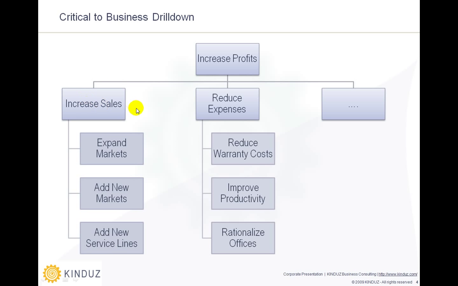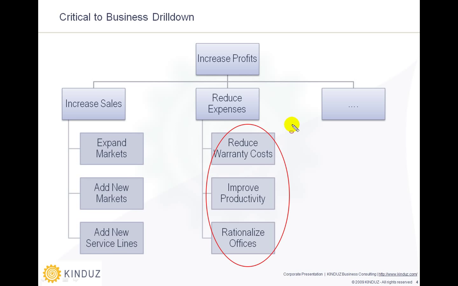Now, how could you increase sales? You could probably expand your markets, you could add some new markets, or you could add new service lines. Now, in a similar way, how could you reduce expenses? You could reduce it by reducing warranty costs or reducing defects. You could improve productivity, and you could rationalize offices. Let's say your company is located in 20 places. You could maybe close down 10 offices in the same city and move people to the 10 other offices within the same city. So you save the cost in terms of energy costs, you save traveling costs, telephoning costs, a lot of other things.